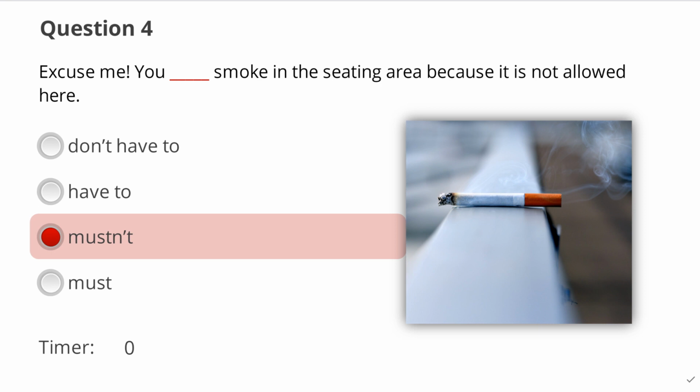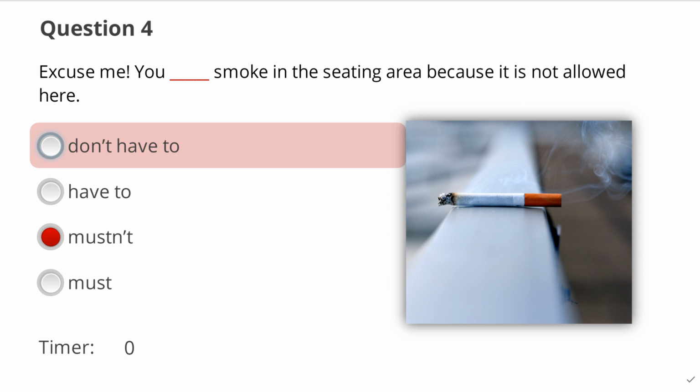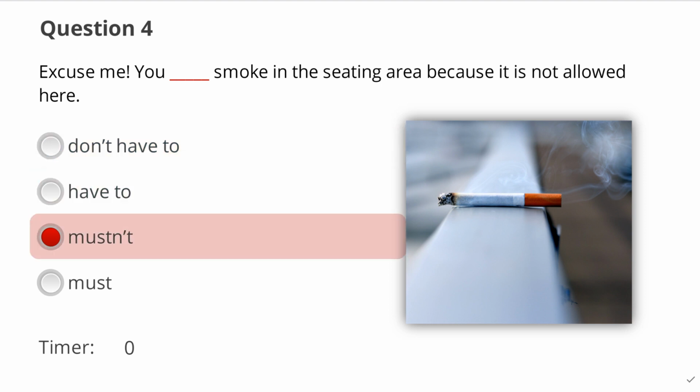So we use mustn't. Careful, don't have to means that it is unnecessary. You can smoke if you want to, but you don't have to, while mustn't means you can't. It is not allowed. These two are totally different.